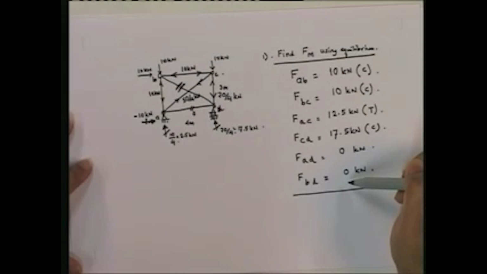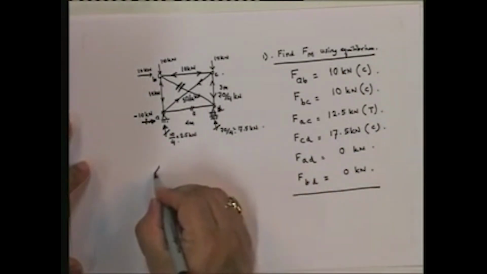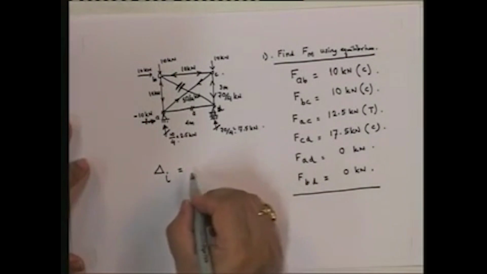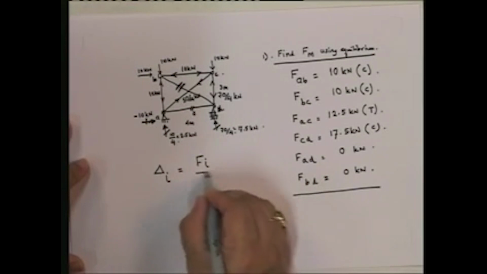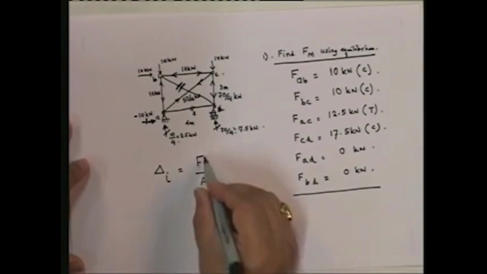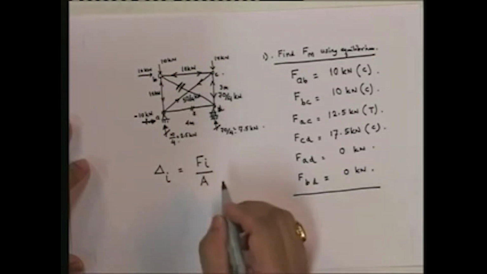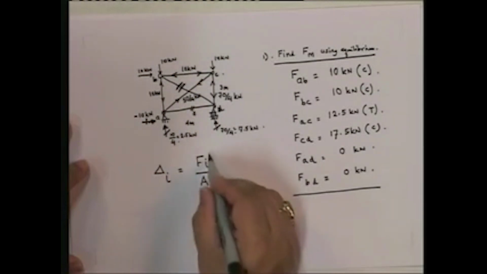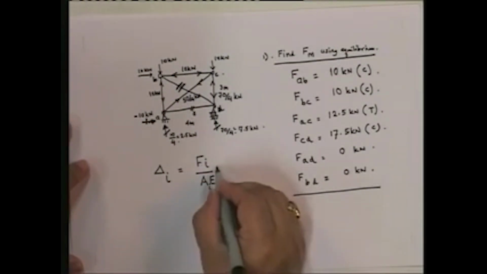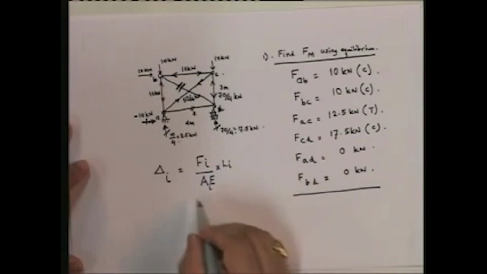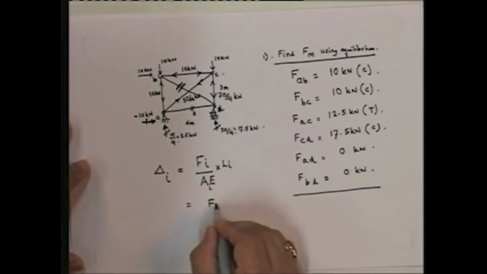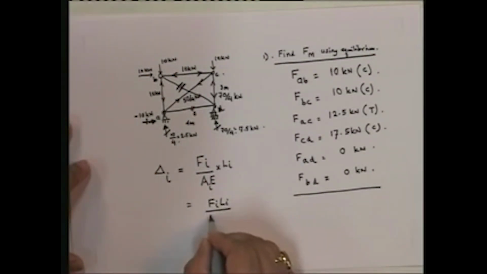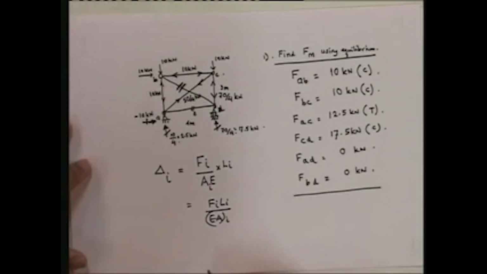The deformation in member i, you can find, is going to be equal to Fi, force, divided by A. What does the force divided by A give? The stress. Divided by E, what does that give me? The strain. The strain is uniform, so integrated over the whole length it gives me the axial deformation. So if I rewrite this, this comes out as Fi Li over EAi.